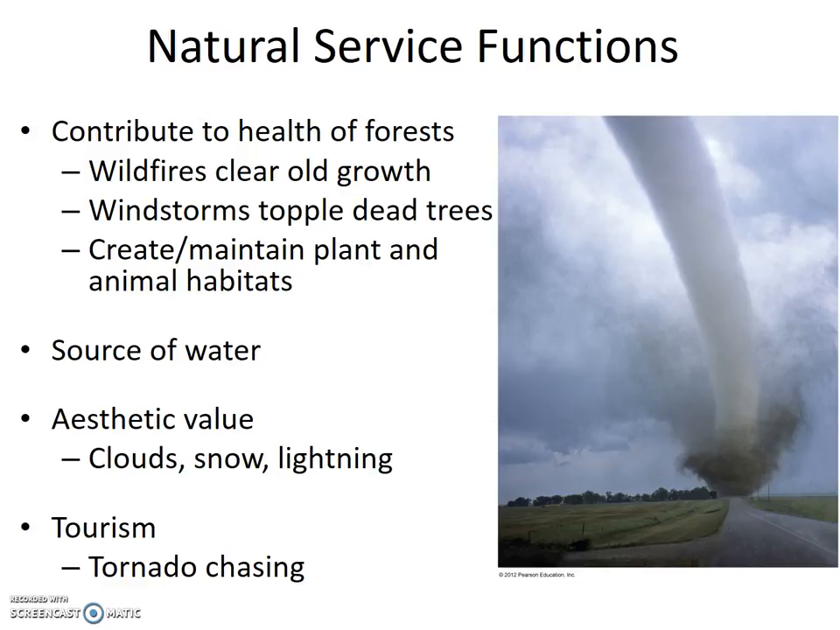It can be beautiful, especially if you are not out in it. The clouds, snow, lightning, etc. can be stunning. Severe weather can also stimulate tourism, as in tornado chasing. The picture to the right is a fantastic example of a tornado, and I am not sure who is doing the chasing, the photographer or the tornado.